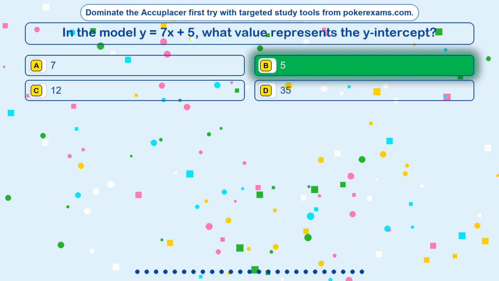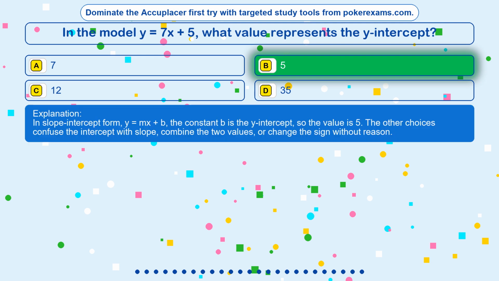The correct answer is option B, 5. In slope-intercept form, y equals mx plus b, the constant b is the y-intercept, so the value is 5. The other choices confuse the intercept with slope, combine the two values, or change the sign without reason.